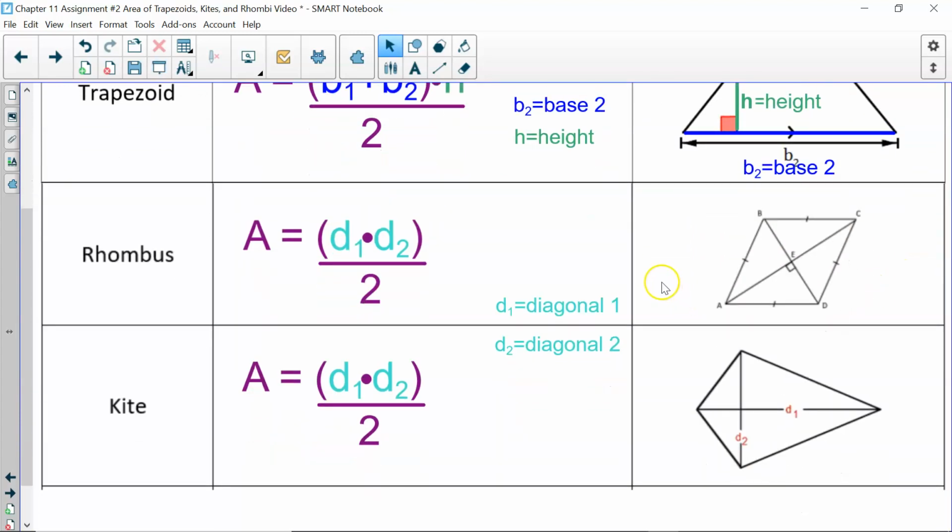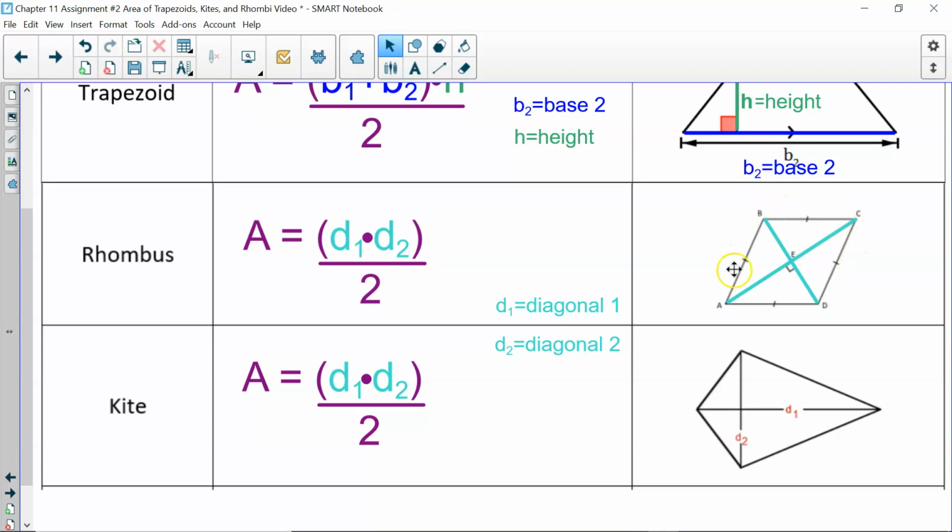And then finally we have a rhombus and kite. The area formula for both of those is d sub 1 times d sub 2 divided by 2, where d sub 1 is diagonal 1, d sub 2 is diagonal 2. And it doesn't matter which diagonal you label as d sub 1 and which one you label as d sub 2, because you're just taking the product of both of those and dividing that product by 2.